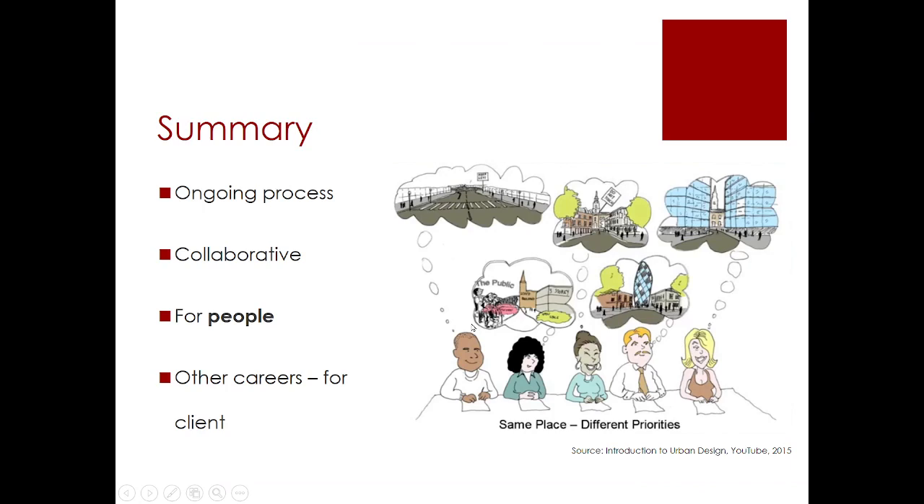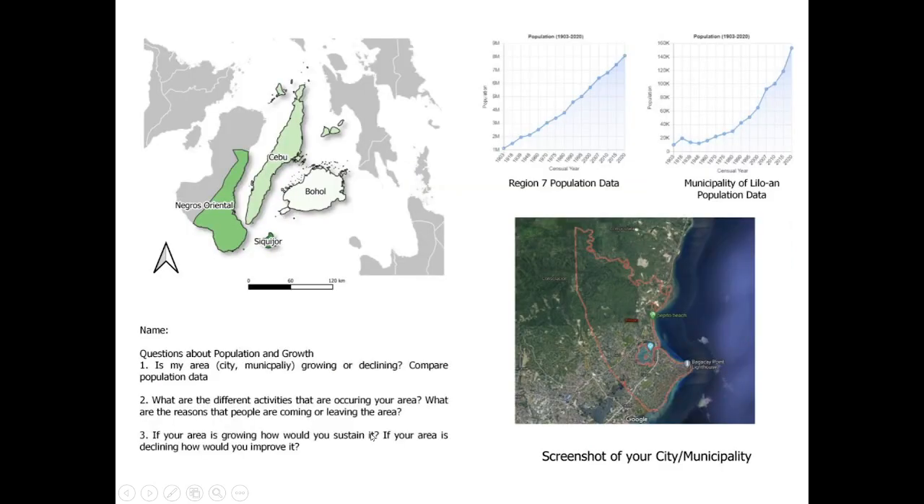So in summary, what is urban planning and urban design? It's an ongoing process. It's collaborative. It's for people. And GIS and QGIS mirror this because it's also an ongoing process. It's collaborative. We work together with different organizations, both locally and internationally. And finally, QGIS and the urban planning and design careers really focus on the people, while other careers like doctors, architects, engineers focus on their clients. So it's more about thinking about the big picture and helping more people and not just our individual clients.